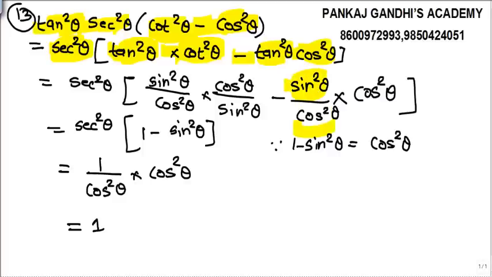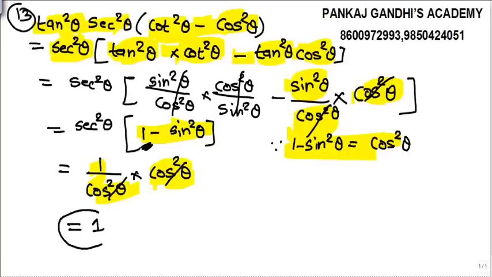Now here tan square theta into cos square theta: sin square theta upon cos square theta into cos square theta. So here this will get cancelled, we will get 1 and this cos square theta and this cos square theta will get cancelled. Here we got sin square theta. So 1 minus sin square theta, we know that 1 minus sin square theta is cos square theta. So 1 upon cos square theta and this cos square theta will get cancelled, and we got the value of this expression as 1, and this is the answer.